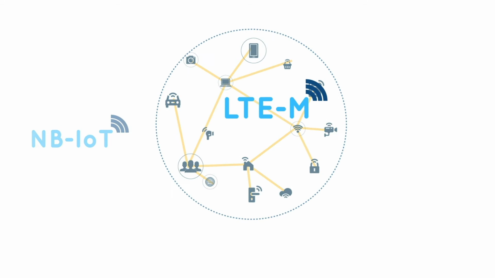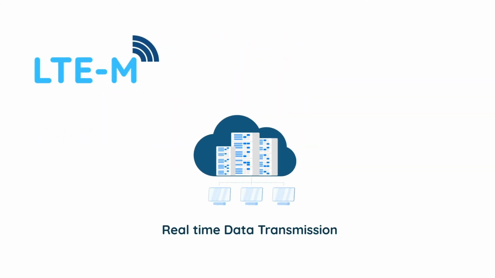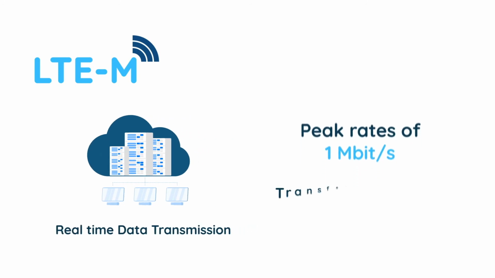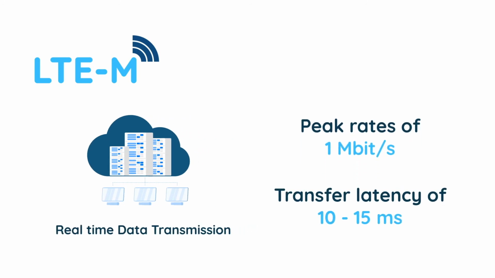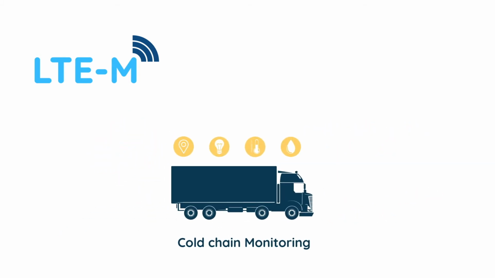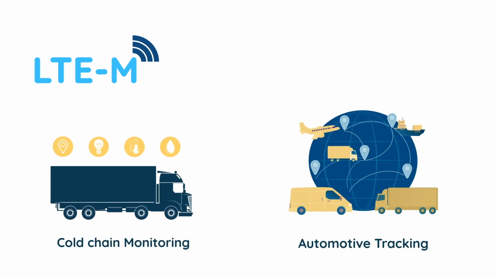While long-term evolution of machines, or LTE-M, is appropriate for real-time data transmission, it has higher data rates and lower latency. LTE-M is more suitable for use cases in mobility like cold chain monitoring or automotive tracking.